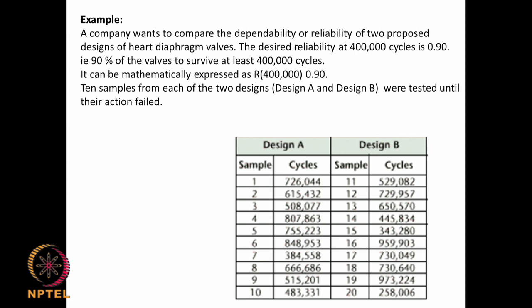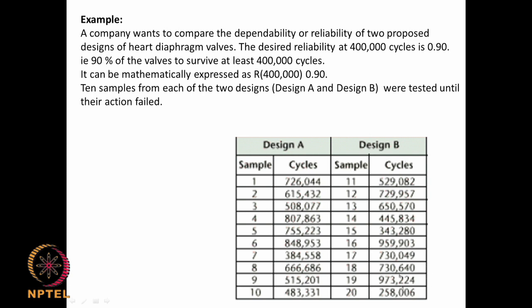It is not so simple, as we will see later. A company wants to compare the dependability or reliability of two proposed designs of hard diaphragm valves. They want at least 90% of the valves to survive 400,000 cycles. They have two designs, and 10 samples from design 1, and check the number of cycles it takes for each to fail. You can see sample 7 fails at the lowest cycle count, and sample 4 survives up to the 807,000th cycle.